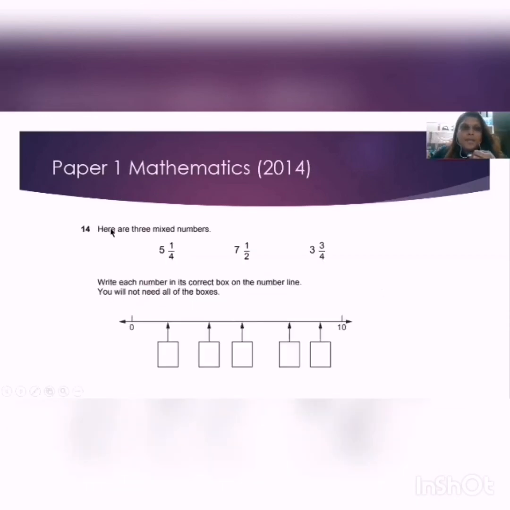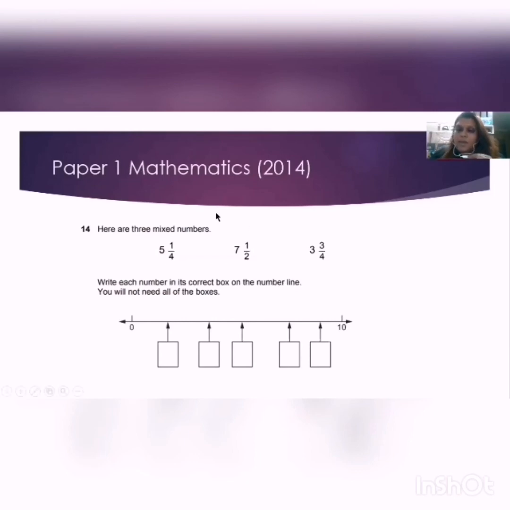Okay, here are 3 mixed numbers. Write each number in its correct box on the number line. You will not need all the boxes here. Okay, we have a look. The number line is starting from 0 and ending with 10. What they say here is you will not need all the boxes, so what you have to do is put them in the correct box.